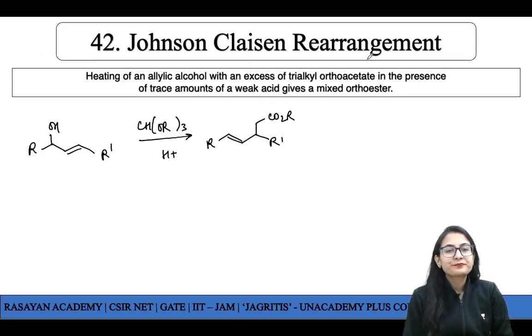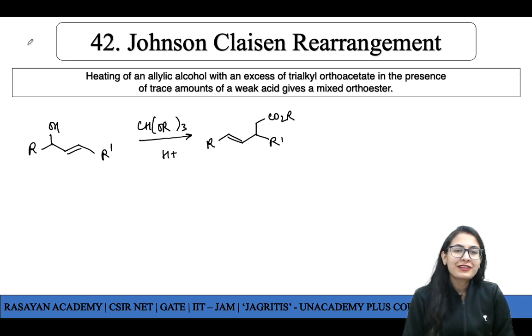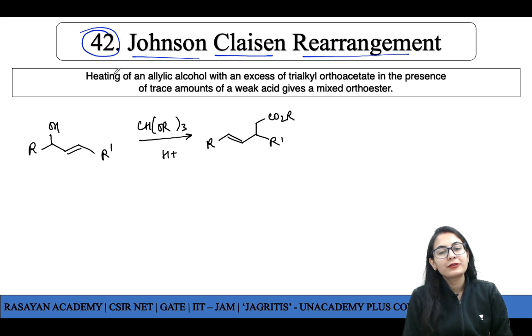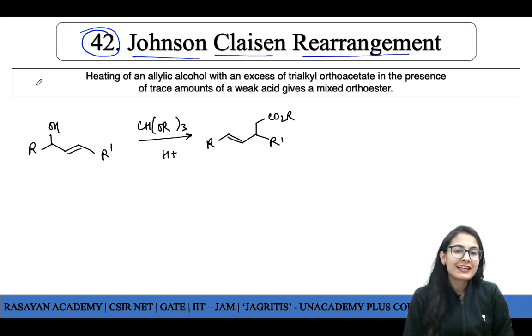Okay, very well. So we have done two Claisen rearrangements till now, and we move onwards to the third one, that is Johnson-Ester Claisen rearrangement. So basically here we are going to come across the orthoesters, that is your trialkyl orthoacetate. What is it? So trialkyl orthoacetate is something like this.